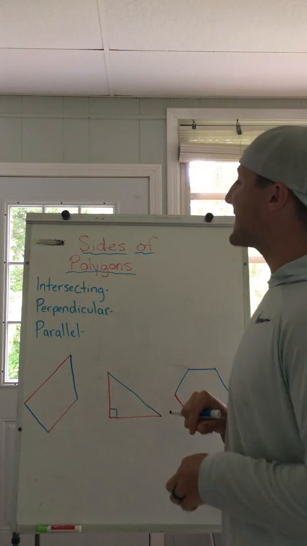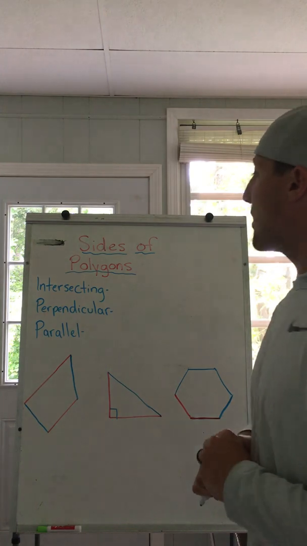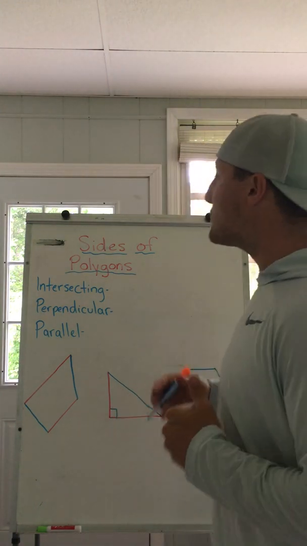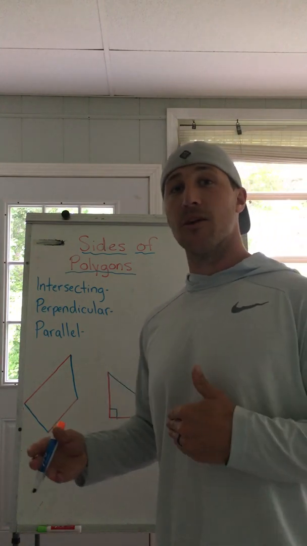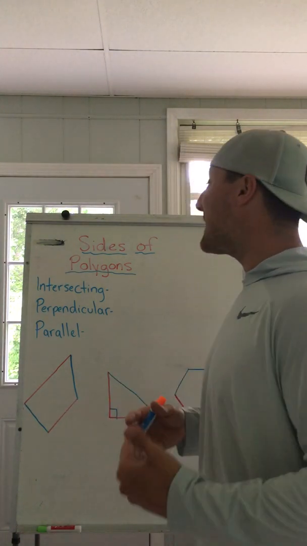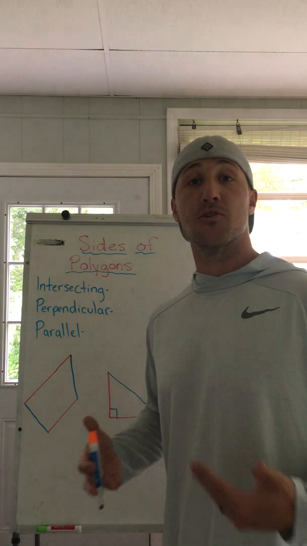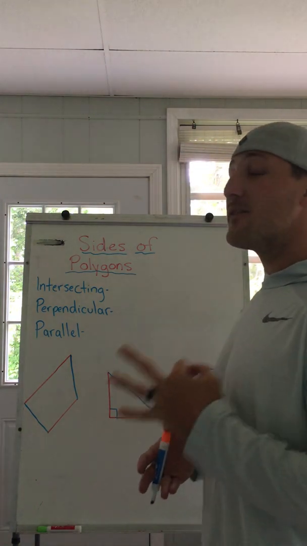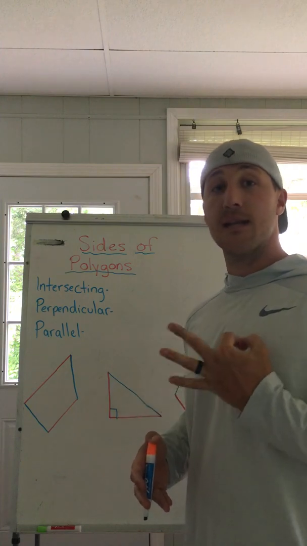Today we're going to be looking at sides of polygons. So remember that when two sides meet, they form an angle. And if we know certain things about the sides and the angles of different polygons, then we can identify certain properties or certain definitions of those polygons. So let's take a look at the three different things that the sides of a polygon can do.